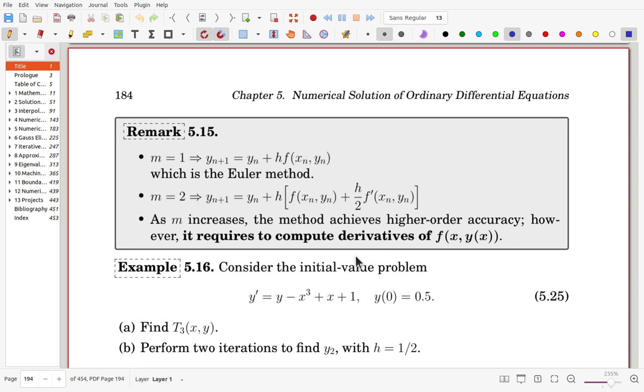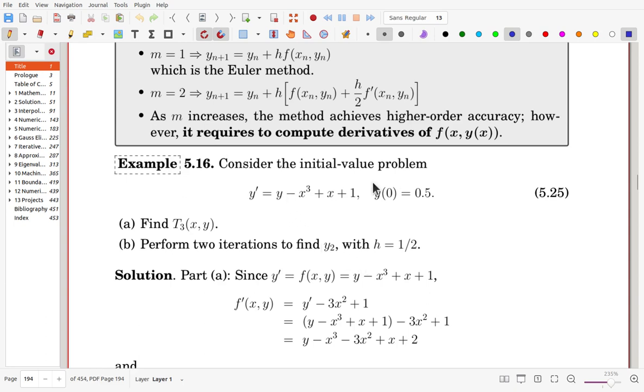Okay, let's see this example. Consider the initial value problem, the same problem we considered in the first part for the Euler method. Now, we'll try to find T sub 3, so that we get the third order Taylor method, and perform 2 iterations to get y sub 2 with h equal to half, so that y sub 2 is an approximation of y at 1.